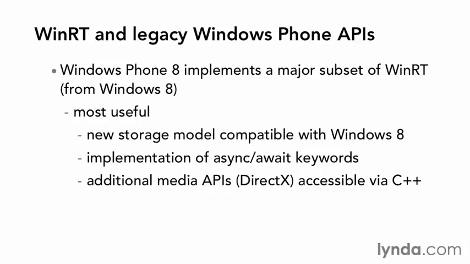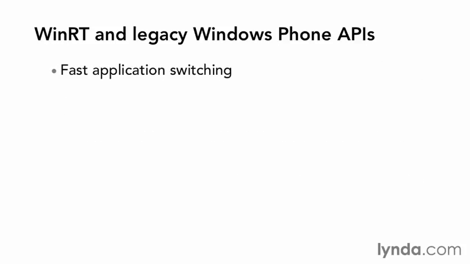In addition to WinRT, things that have changed between Windows Phone 7 and Windows Phone 8 include fast application switching, reminders and alarms, and an enhanced set of live tile functionality, which we talked about briefly in Chapter 9.